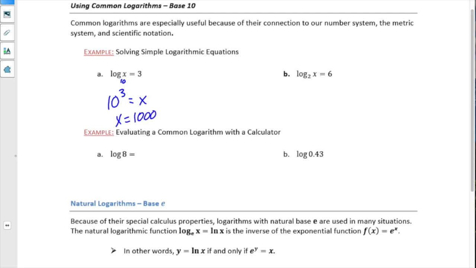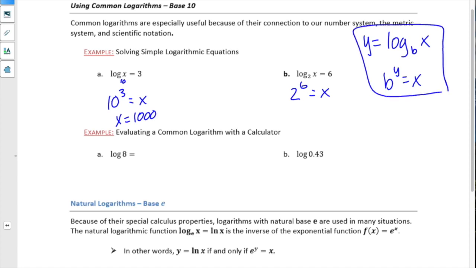Over here, we do the exact same idea. We say 2 to what power equals x? So it's 2 to the 6th power equals x. That's what this log really means. So remember that conversion I had on the first slide was that if you have y equals log base b of x, that's the same thing as doing b to the y equals x. So that's essentially the property that I just used to help me solve both of these things.